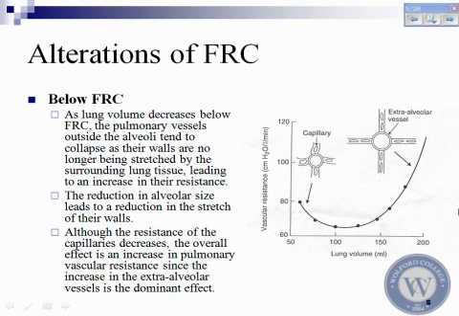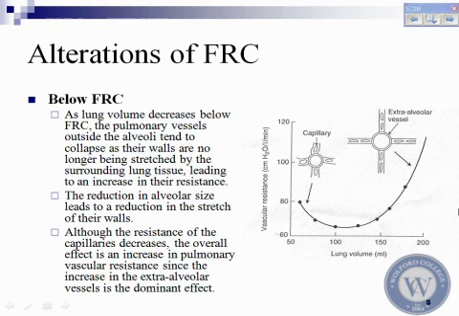Okay? If you go below FRC, which is what you're seeing in the second portion here, this is where the capillaries now are more distended. Okay, so as lung decreases below FRC, the pulmonary vessels outside the alveoli tend to collapse as their walls are no longer being stretched by the surrounding lung tissue, leading to an increase in their resistance. Okay? So reduction in alveolar size leads to a reduction in the stretch of the walls. And although the resistance to capillary decreases, the overall effect is an increase in pulmonary vascular resistance, since the increase in extra-alveolar vessel resistance is the dominant effect in this situation. Okay? So both sides are bad. That's what they're trying to show you.